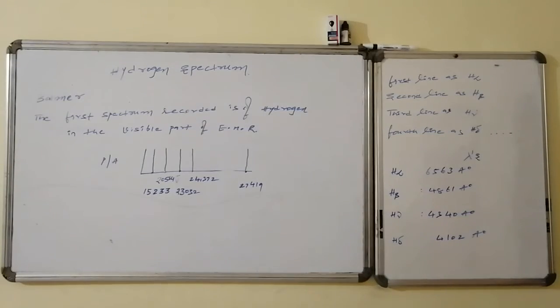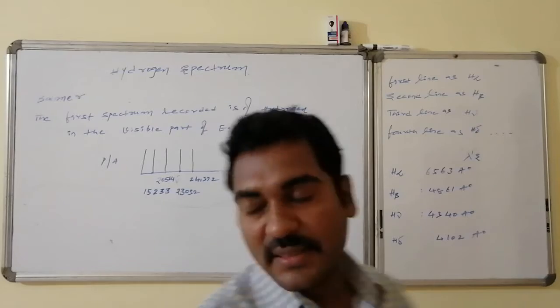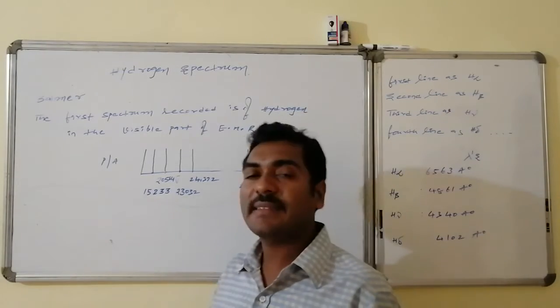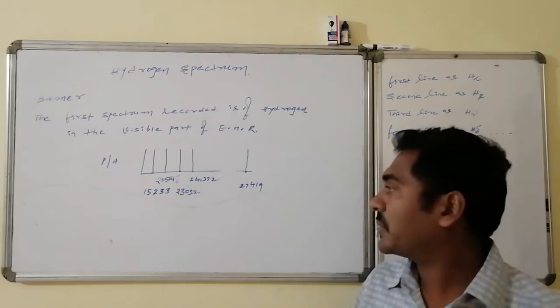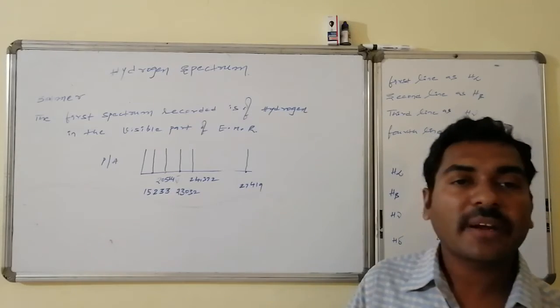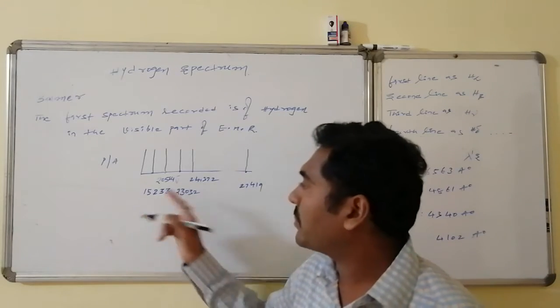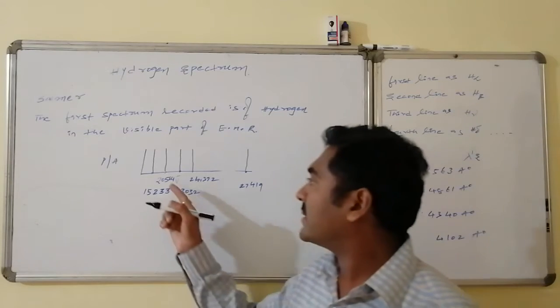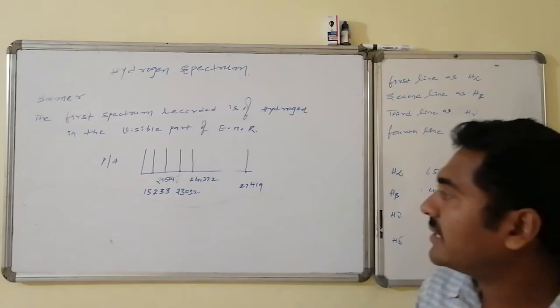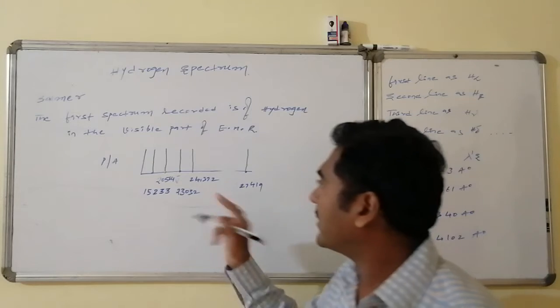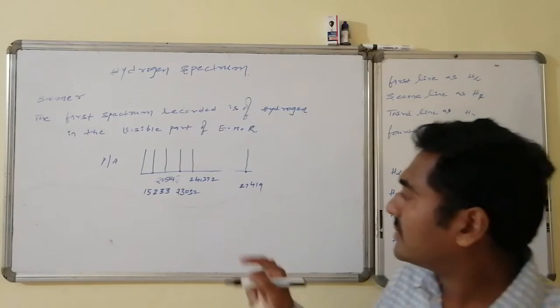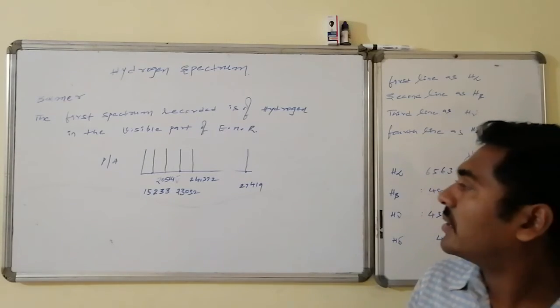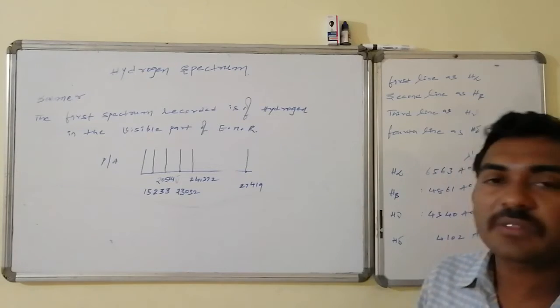The corresponding wave numbers appearing in the form of the spectrum of the Balmer series look like this: presence or absence on the y-axis, followed by increment of wave number on the x-axis. This first line appears at a wave number of 15,233. The second, H beta line, appears at 20,564. The third line, H gamma, appears at 23,032, and the fourth line, H delta, at 24,372.